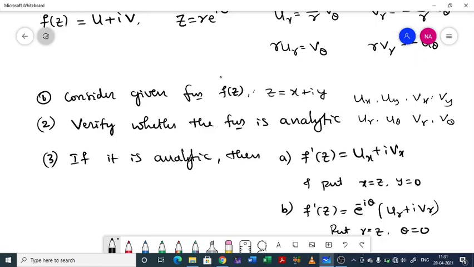So if it is analytic and in Cartesian form, use this formula, substitute for u_x and v_x, put x equal to z, y equal to 0 and simplify. If it is in polar form, substitute in f dash of z equal to e power minus i theta into (u_r plus i v_r), put r equal to z, theta equal to 0 and simplify. That will be the derivative of the given function.